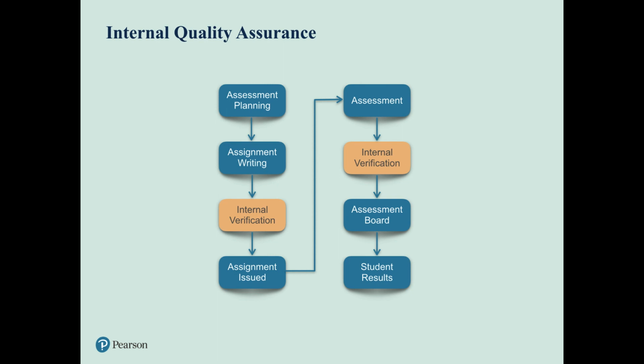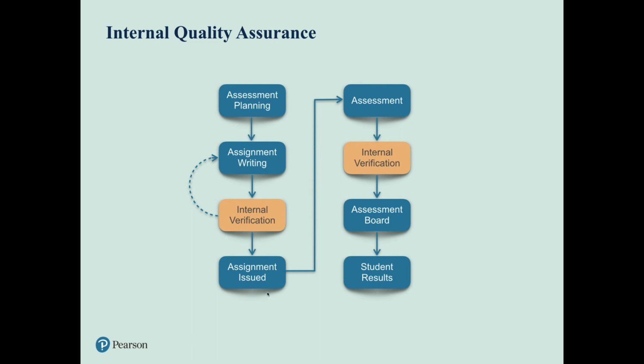So within that diagram that you see there, there are a couple of points where you may be cycling back through. You prepare your assignment, you have your internal verifier look at it, they'll have some comments, so you'll go back to modify the assignment, and then go back to internal verification again. Keep in mind that internal verification of the assignment brief must be completed before it's issued to the students.